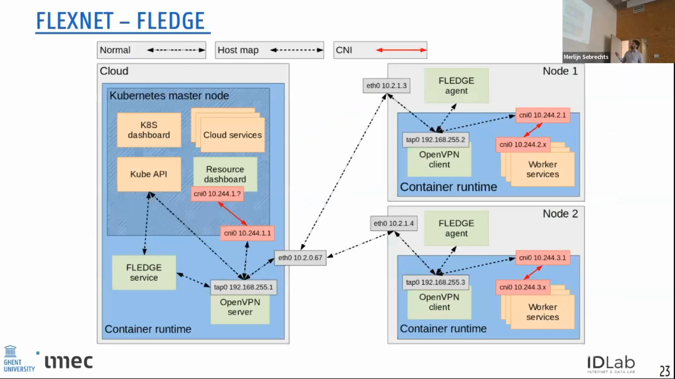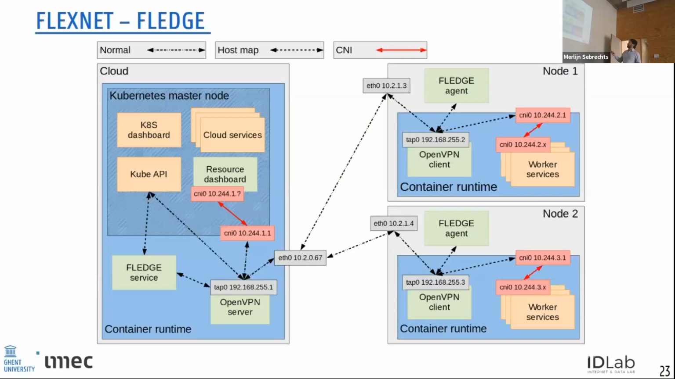First off, the actual architecture of Fledge. So in the cloud, we still have a Kubernetes master node as usual. But what we do on the nodes is a bit different. Kubernetes usually has the kubelet running on nodes. Instead, we have a Fledge agent, which offers the same basic API, but it's implemented very differently.